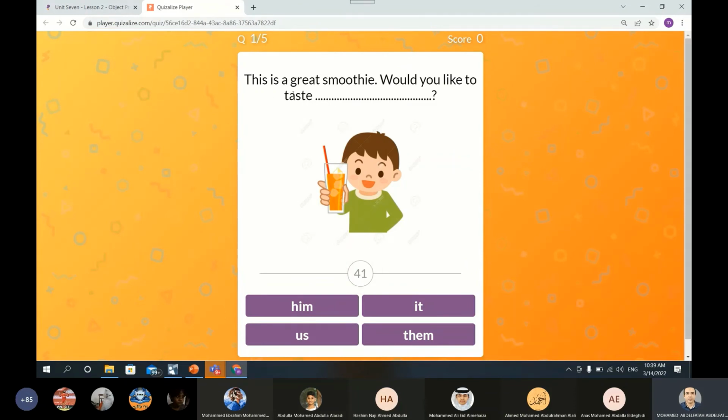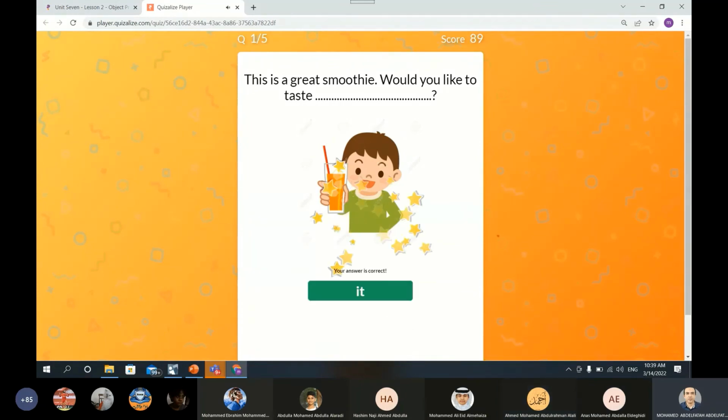This is a great smoothie. Teacher, what is the meaning of smoothie? It's this, and we had what is the meaning of smoothie yesterday. This is a great smoothie. Would you like to taste what? Him, it, us, or them? It. Good. Yes, this is the correct answer.